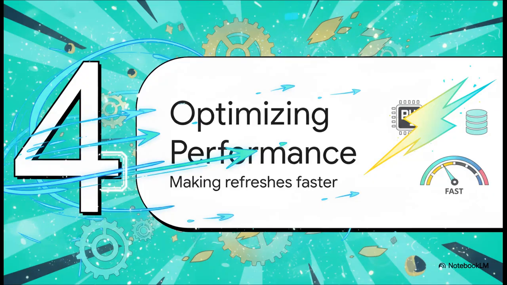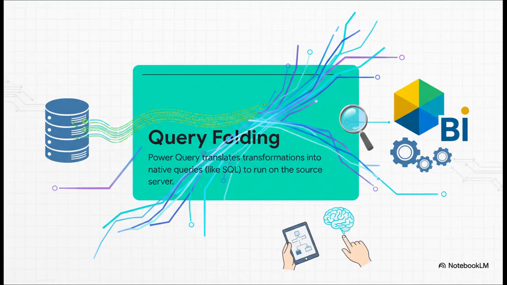So your data is clean. It's combined. You'd think you're done, right? Not quite. Now we have to make sure it's fast. Because let's be honest, a report that takes forever to load is a report that nobody is going to use. Optimization is absolutely essential. One of the coolest, most powerful optimization tricks in Power Query is something called query folding.